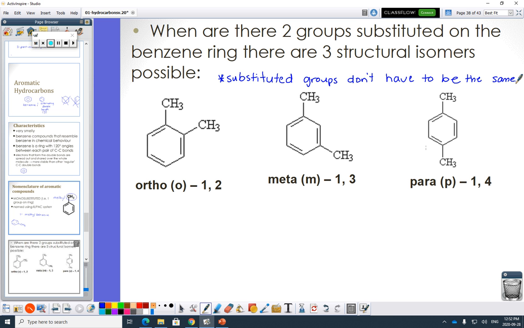Which we're going to do in the next slide, okay? We'll do another one that's different. So this has 2 methyls, okay? And they're on carbon 1 and carbon 2. So you could call this, I'm not going to do the di, I'm actually going to split it up, okay? So you could call this 1-methyl, 2-methyl benzene.